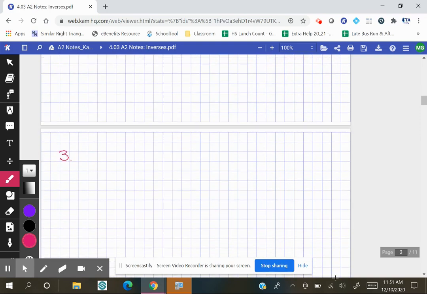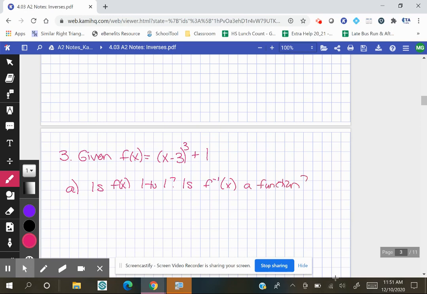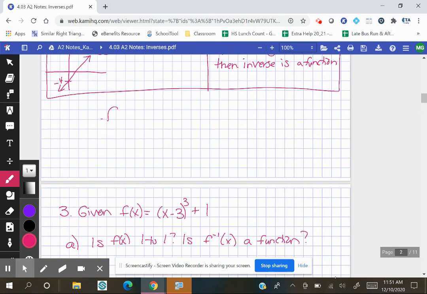Number 3. Given f of x equals (x minus 3) to the third plus 1. Letter A. Is f of x 1-to-1? And after you say that, I want you to tell me if the inverse is a function. And let's also add on here f negative 1 of x means inverse. That's your notation for an inverse.